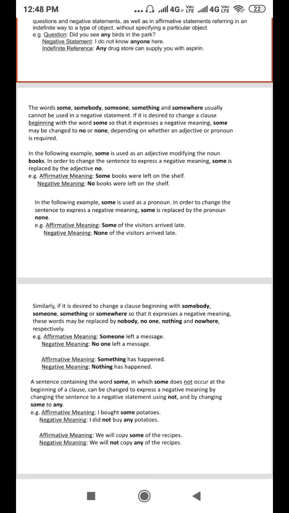A sentence containing the word some, in which some does not occur at the beginning of a clause, can be changed to express a negative meaning by changing the sentence into a negative statement using not, and by changing some to any. Let's see the example. Affirmative meaning: I bought some potatoes. Negative meaning: I did not buy any potatoes. Affirmative meaning: We will copy some of the recipes. Negative meaning: We will not copy any of the recipes.